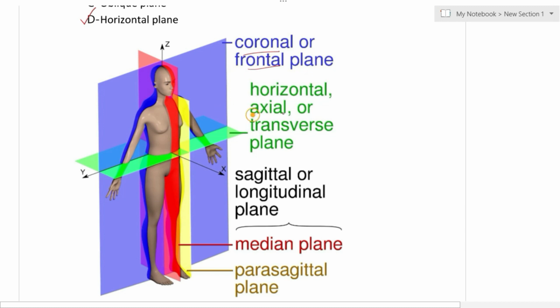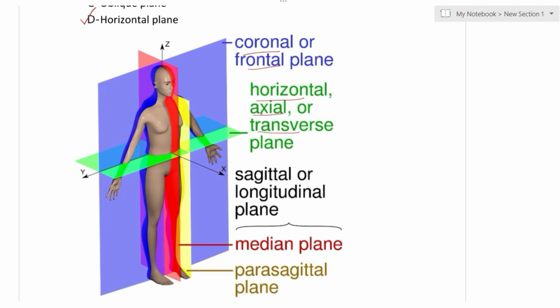The next one is horizontal. It's also called the axial plane or transverse plane. It will divide the body into a superior and inferior part. Next one is the sagittal or longitudinal plane. The sagittal plane will divide the body into right and left half.